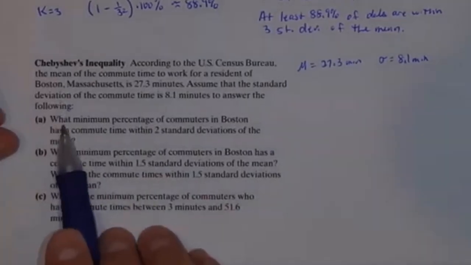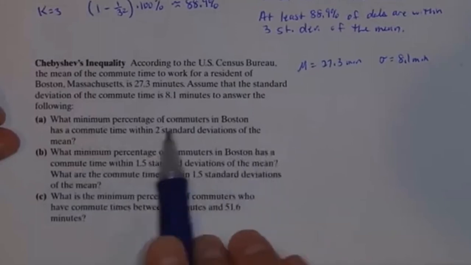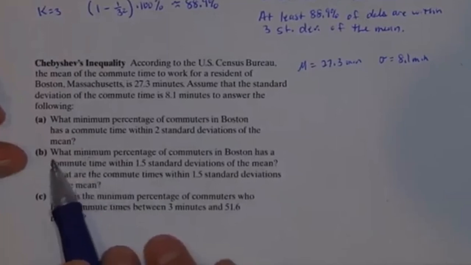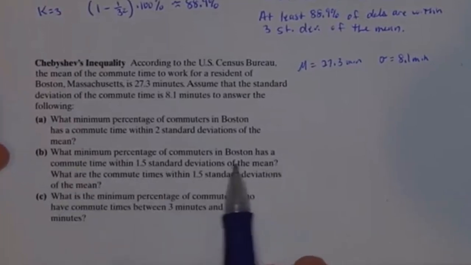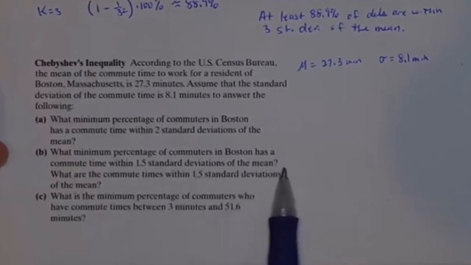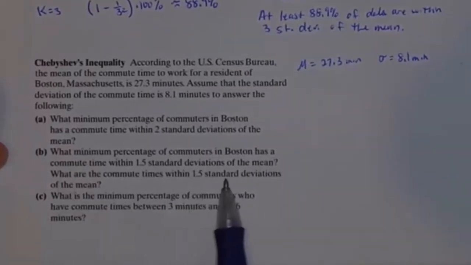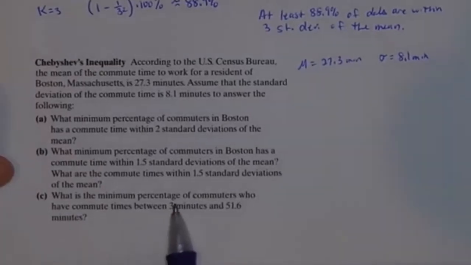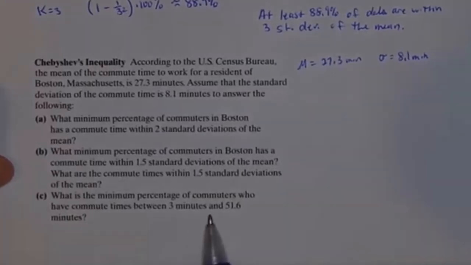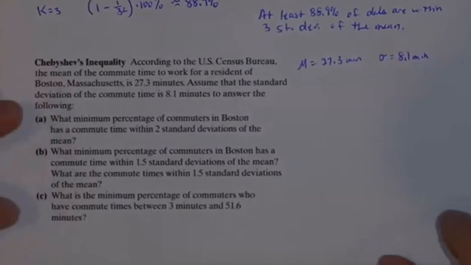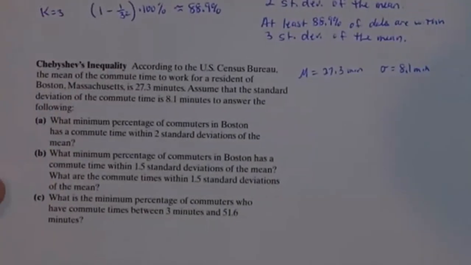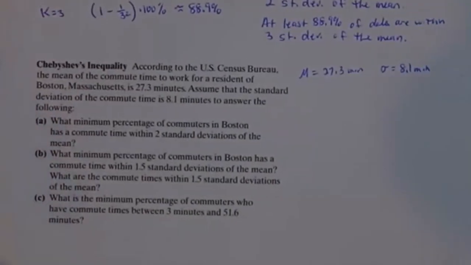So question A, what minimum percentage of commuters in Boston has a commute time within 2 standard deviations of the mean? B, what minimum percentage of commuters in Boston has a commute time within 1.5 standard deviations of the mean? What are the commute times within 1.5 standard deviations of the mean? And then C, what is the minimum percentage of commuters who have commute times between 3 minutes and 51.6 minutes? Okay? So it's the same kind of problem that we did up here, except we have to use Chebyshev's inequality instead of the empirical rule.